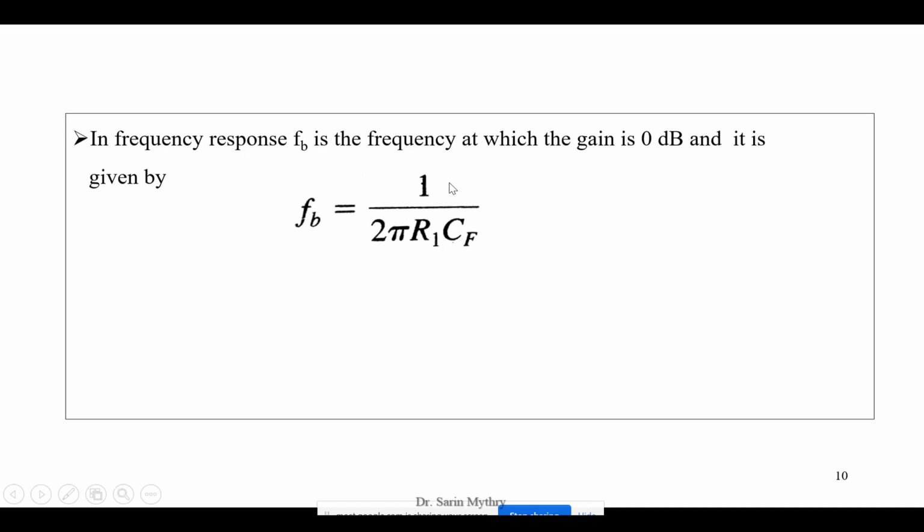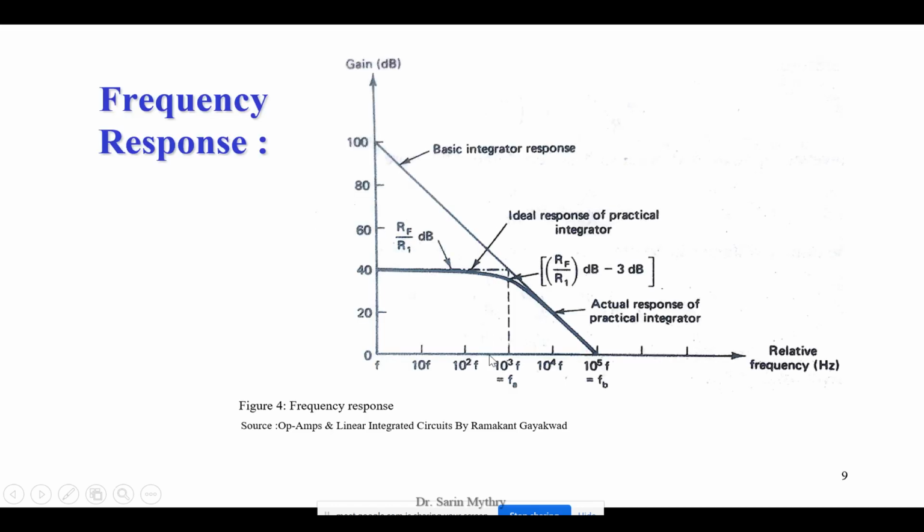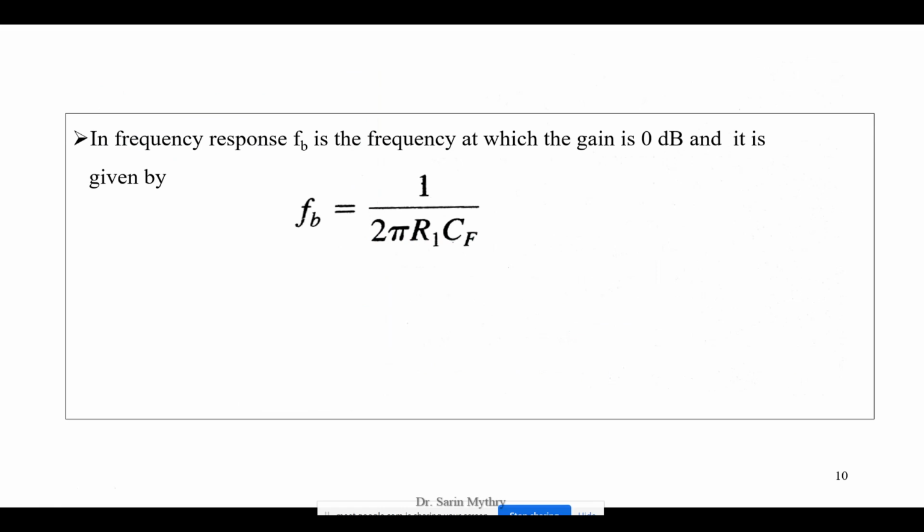See now, this is the formula for FB. What I told, FB is nothing else but the frequency where your gain is going to become 0. So we have written that frequency formula here: FB is equal to 1 by 2 pi R1 into CF. Earlier we talked about this. R1 and CF are the most important parameters which are going to vary the output.